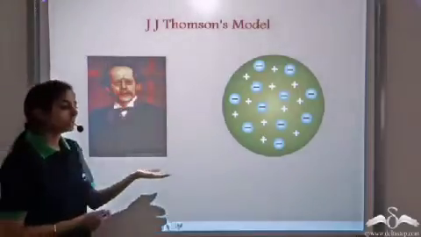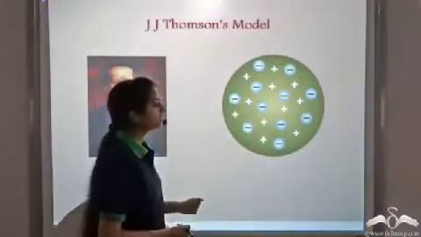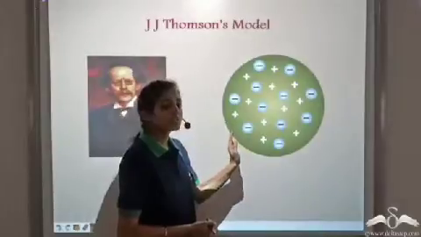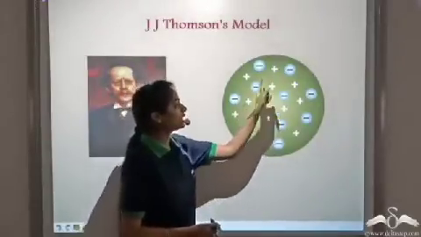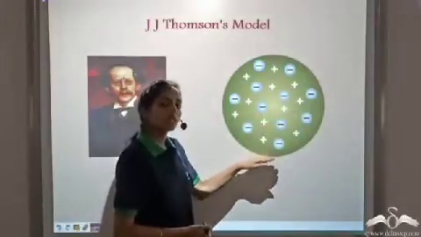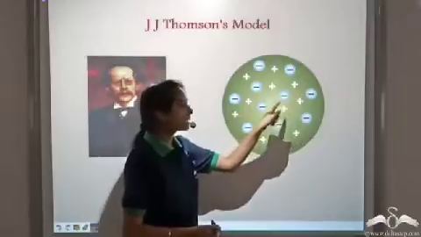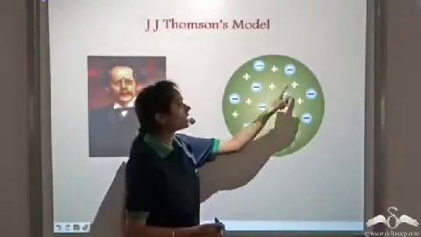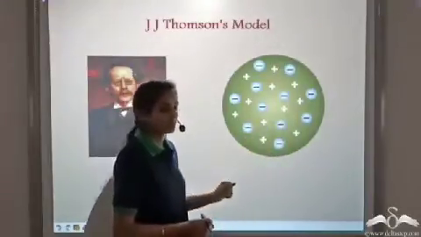So J.J. Thomson gave his structure of atom, which is known as J.J. Thomson's model, according to which he considered the atom to be a solid positive sphere. The electrons are embedded on this sphere. Since an atom is electrically neutral, so the total number of electrons is equal to the total number of protons. That is, the total negative charge in the atom is equal to the total positive charge.